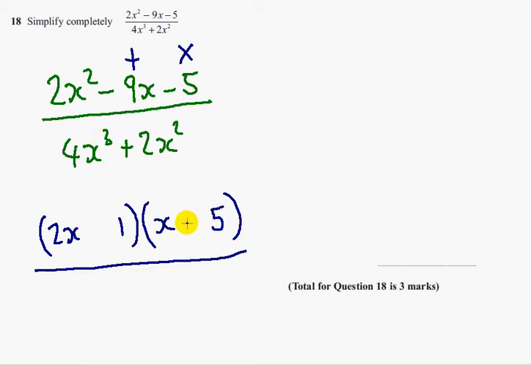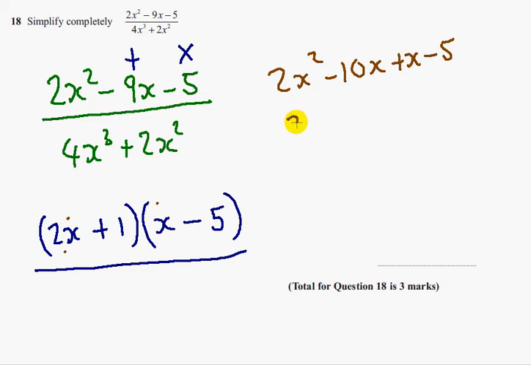So to get the negative, they're going to be different signs. So we want minus 10 and positive 1 here. Okay, so I'm pretty sure I've done that right. I'll just check it by multiplying it out. So this times this is 2x squared. This 2x times minus 5 is minus 10x. Positive 1 times x is positive x. And 1 times minus 5 is minus 5.